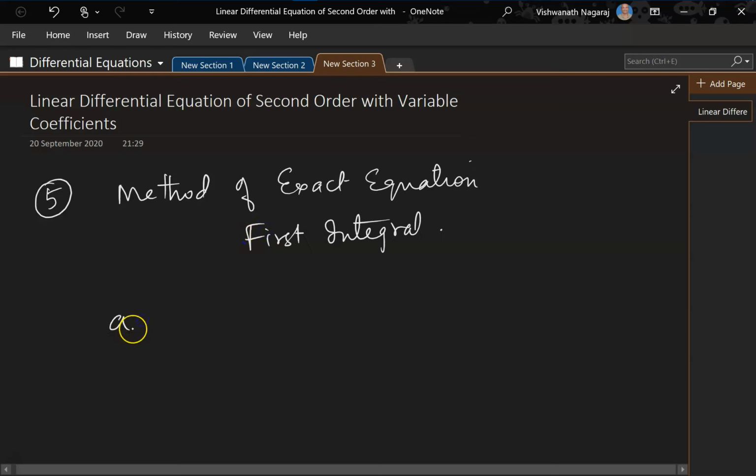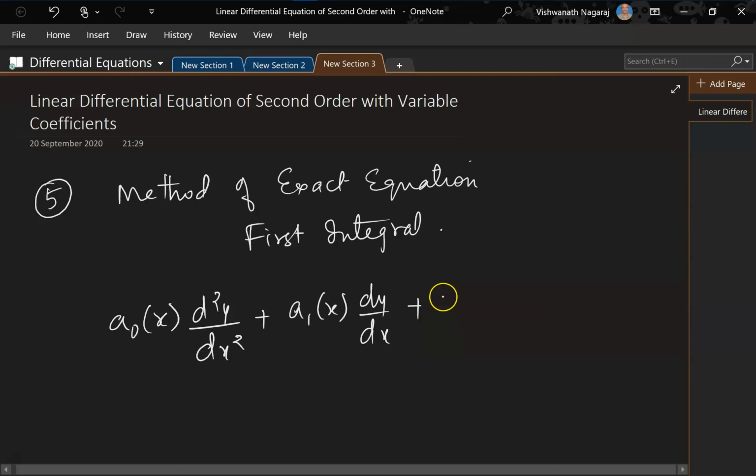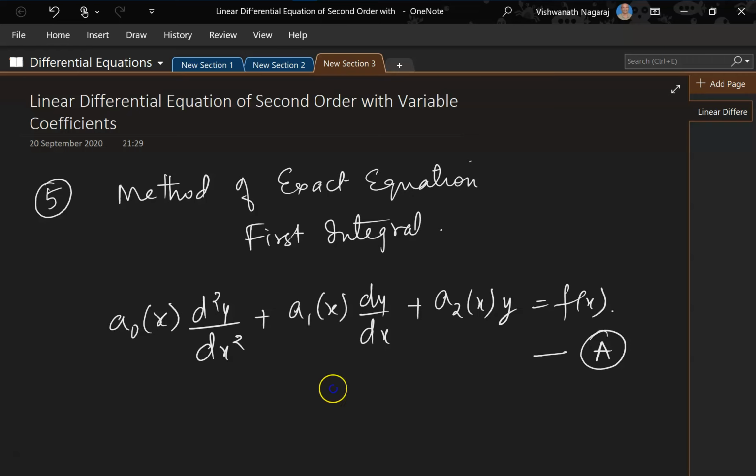Let's say we have a0(x) d2y/dx² plus a1(x) dy/dx plus a2(x) y is equal to f(x). Let this be equation A, and this is a second order linear differential equation.